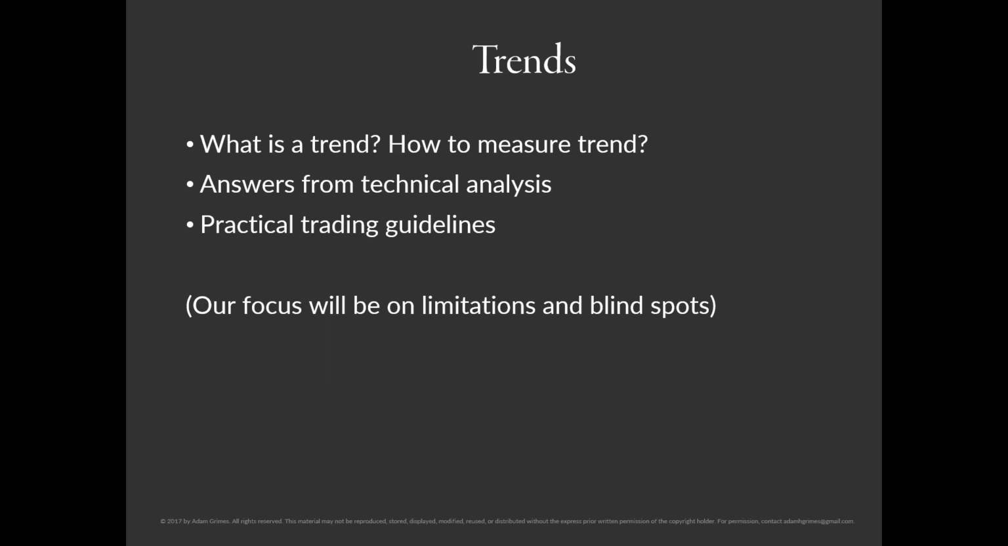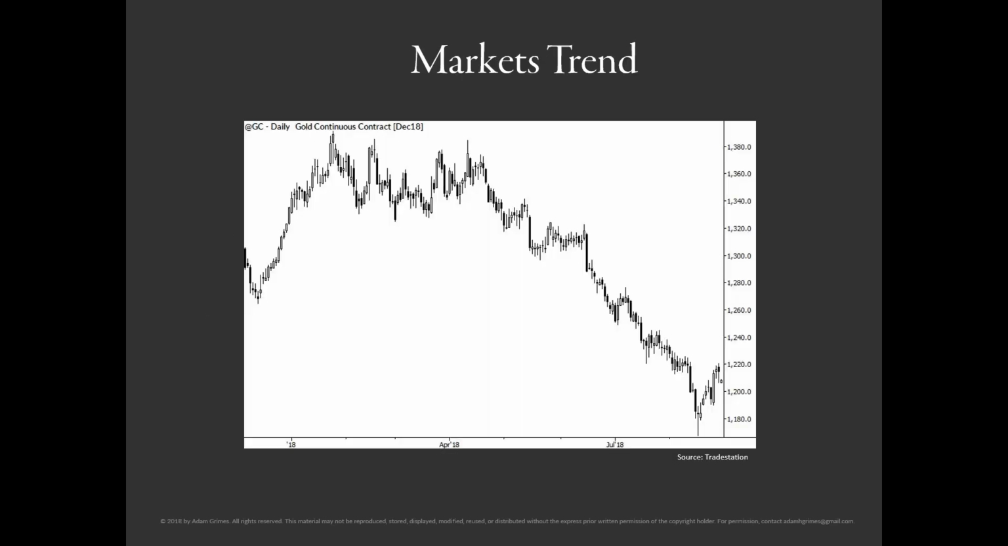So, brief outline of what we're going to do here. We're going to talk, first of all, about what a trend is. How do we measure trend? We're going to look at some answers from traditional technical analysis. I'm going to talk about some good things and some bad things with these tools. We'll look at the trade-offs, and we'll wrap up with some practical trading guidelines. Through all of this, and also through much of my work, the focus is really going to be on limitations and blind spots, what we might not be seeing quite as clearly as we wish we could sometimes.